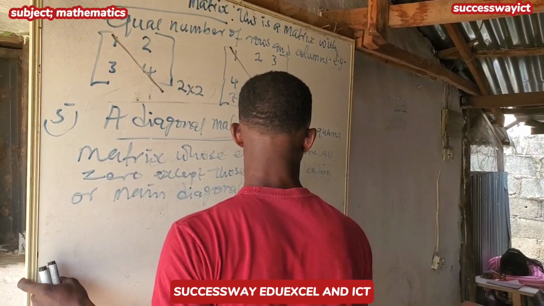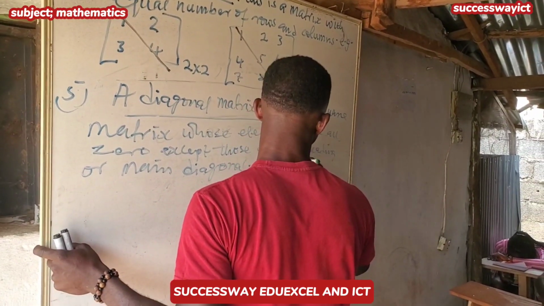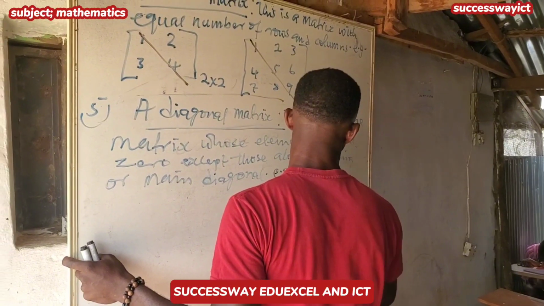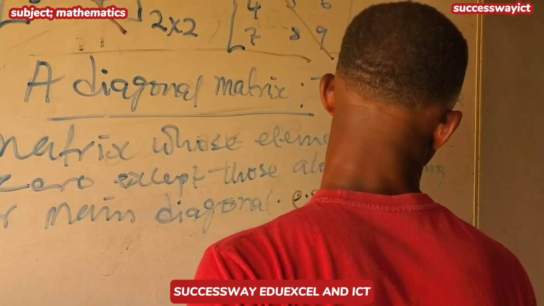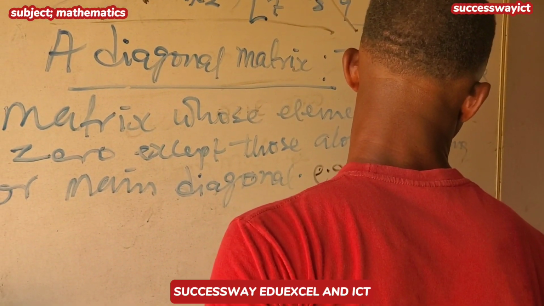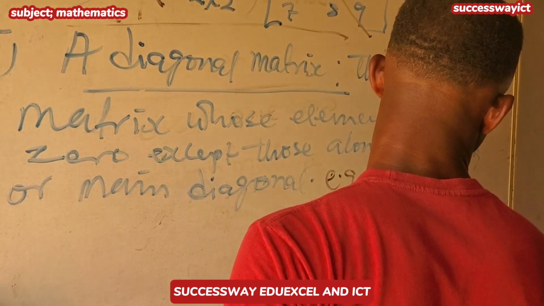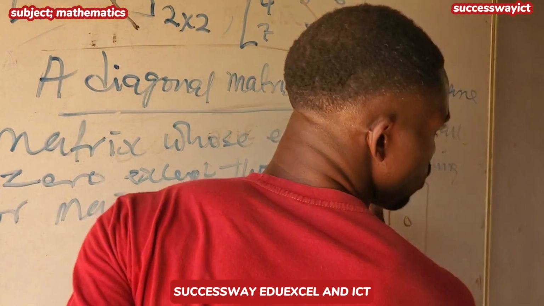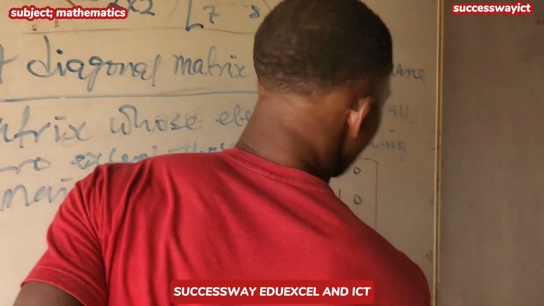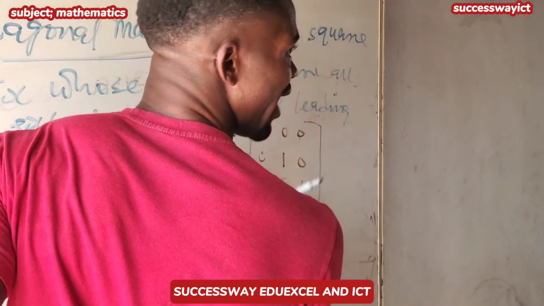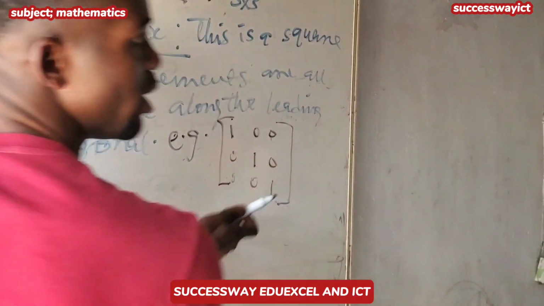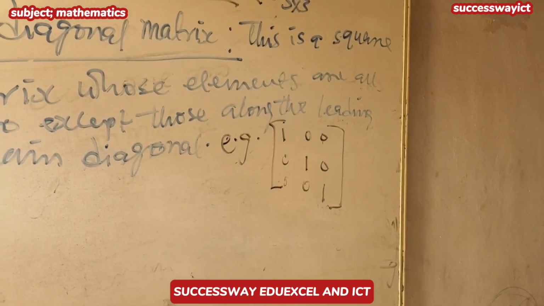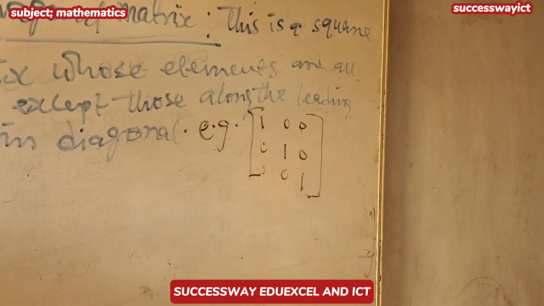Example. You have something like this. 1, 0, 0. Then we have 0, 1, 0. Then we have 0, 0, 1. You will discover that this is what the leading diagonal. All the elements are zero except on the one on the leading what? Diagonal. Exactly now. You were making noise. You don't expect to hear me.